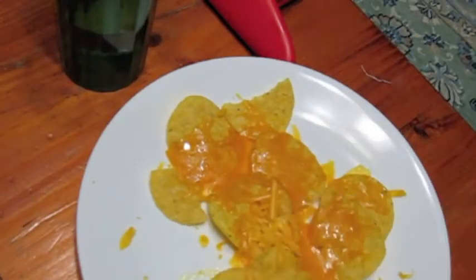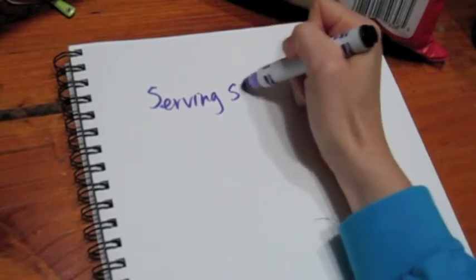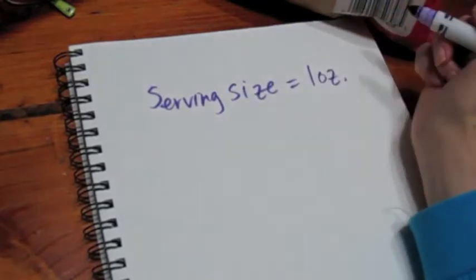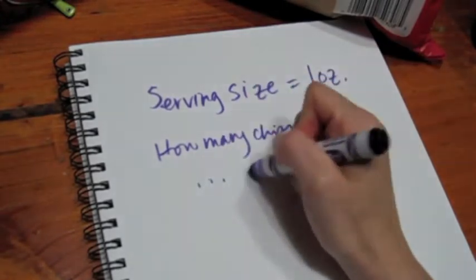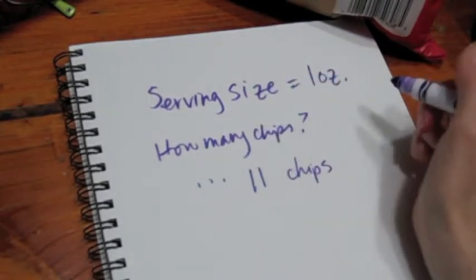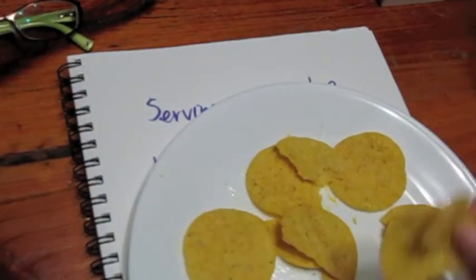So chips and cheese are my favorite snack. But looking at this, the serving size is just 1 ounce. I don't really know what that means. I don't have a scale, so we're going to pretend that it's like 11 chips. So in 11 chips, it says that there are 130 calories.